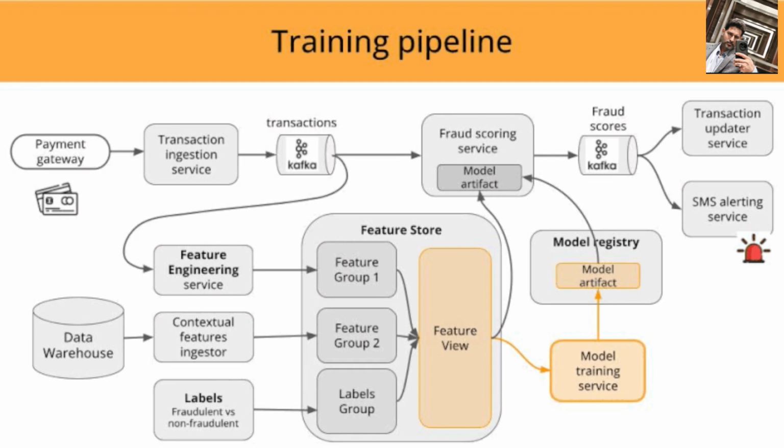A detailed look at the training pipeline for a fraud detection system. It's a complex but incredibly powerful process involving data ingestion, feature engineering, labeling, a centralized feature store, model training, and a model registry. This continuous cycle of learning and improvement is what allows these systems to effectively identify and prevent fraudulent activities.